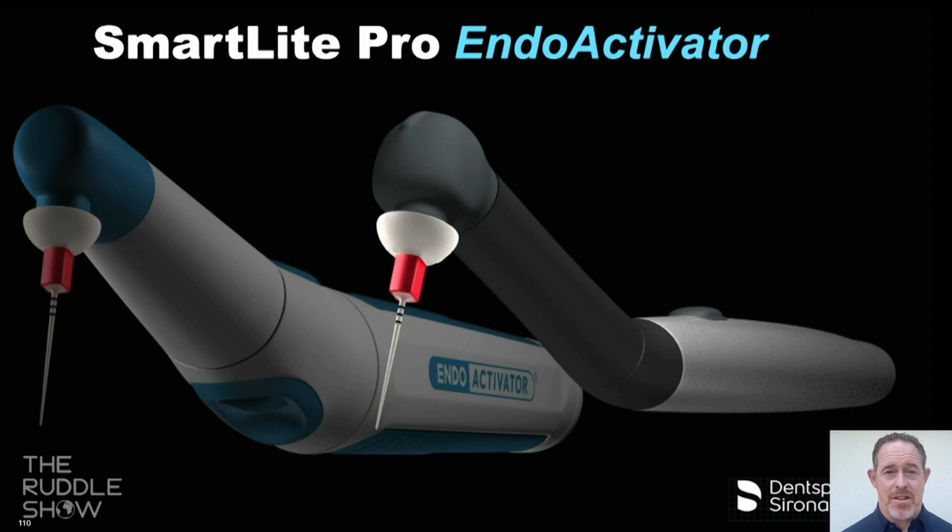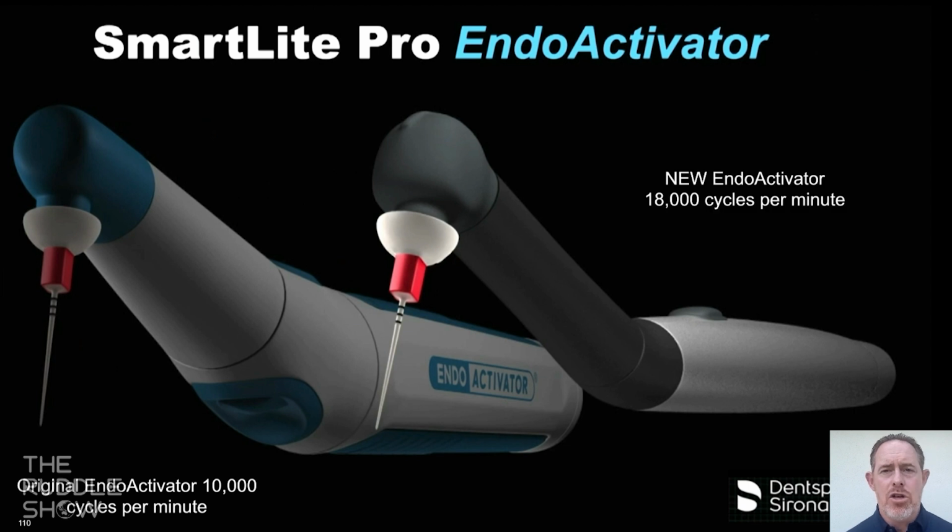activated irrigation. Okay, when you activate your irrigant, your sodium hypochlorite and your Q mix or your EDTA, you then get an enhanced disinfection. And the easiest way to do this is by using the endo activator. The original endo activator on the left ran at 10,000 cycles per minute. The new endo activator runs almost twice as strong, 18,000 cycles per minute, and it is sonic activation at its finest. This is just a simple device to use to get a really clean canal.